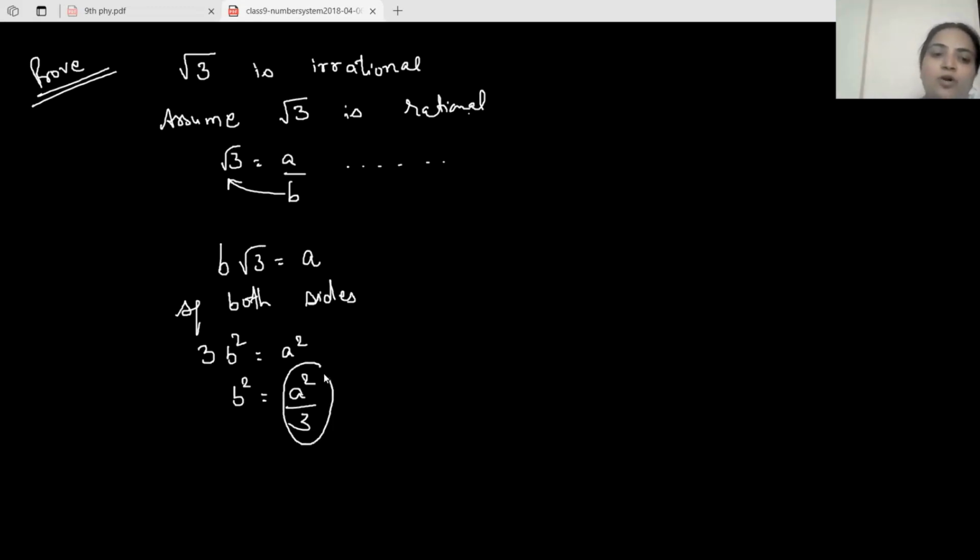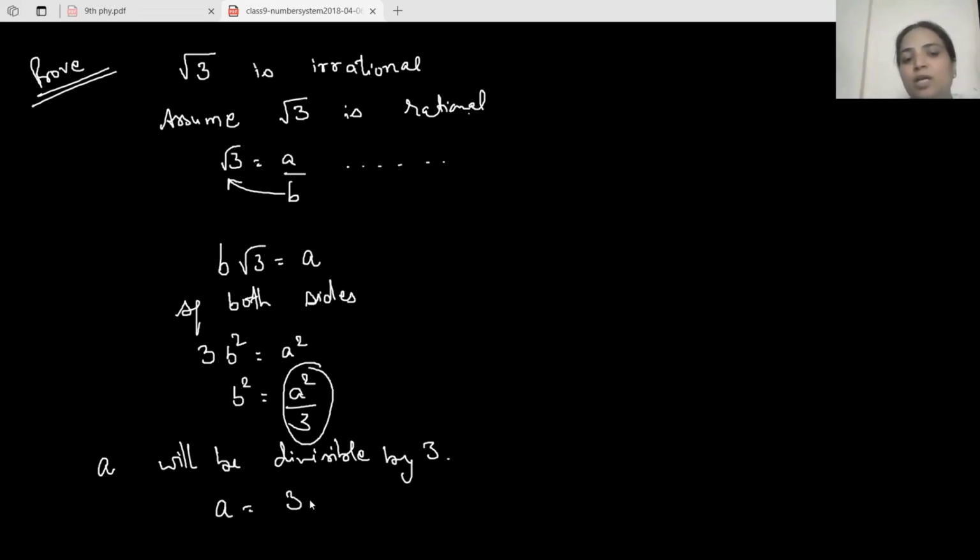Now from this, can I draw the same conclusion that if a square is divisible by 3, then a will also be divisible by 3? So I'll write a will be divisible by 3. Right, bacha? And now you know if a is divisible by 3, can I represent a as 3 into something? Something can be c, right? This I have explained just now.